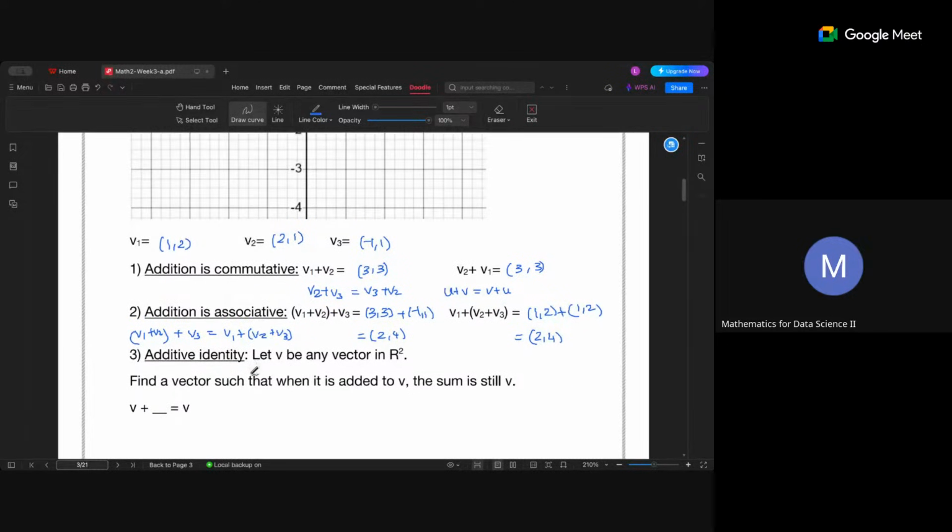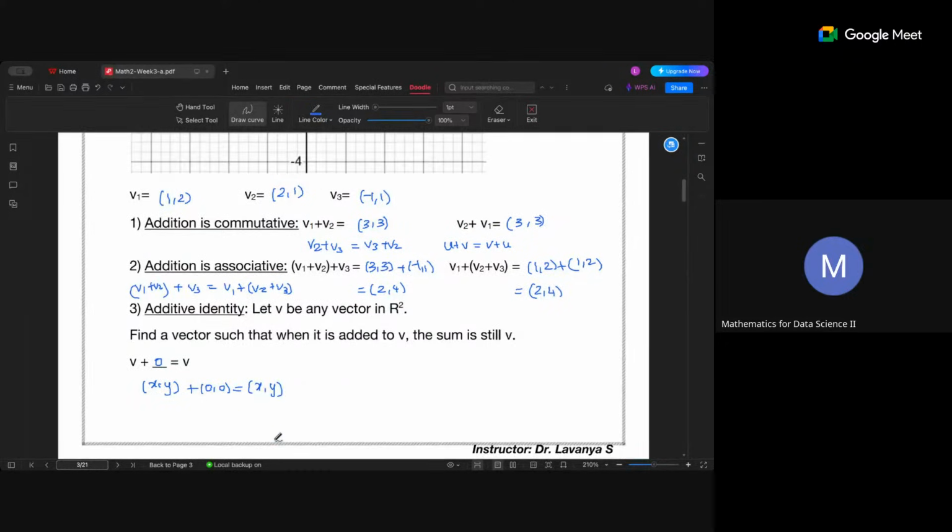Okay. And then there exists an additive identity. What do we mean by additive identity? Let V be any vector in R2. Find a vector such that when it is added to V, the sum is still V. What is such a vector? 0 vector. So for any x comma y, if you add the 0 vector, then you will again get x comma y. This 0 vector is called the additive identity.